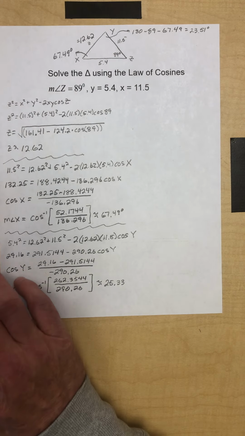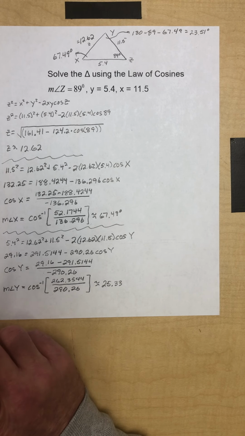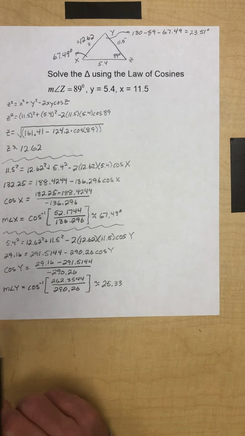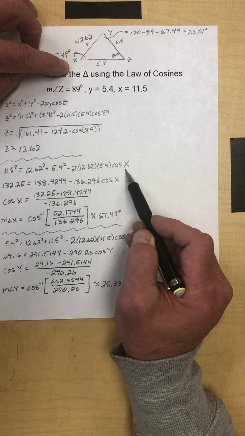So let me punch this into my calculator again. Second square root, 161.41 minus 124.2 times the cosine of 89, two parentheses, 12.62. Okay, so this is good. So we're good here. Okay, so let's check this stuff. So we're going after the measure of angle x. So it starts with little x, 11.5 squared equals 12.62 squared plus 5.4 squared minus 2 times 12.62 times 5.4 times the cosine of angle x. Okay, we got it set up right, so let me check this math.